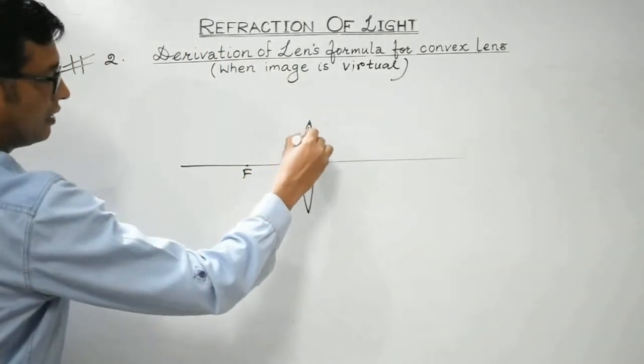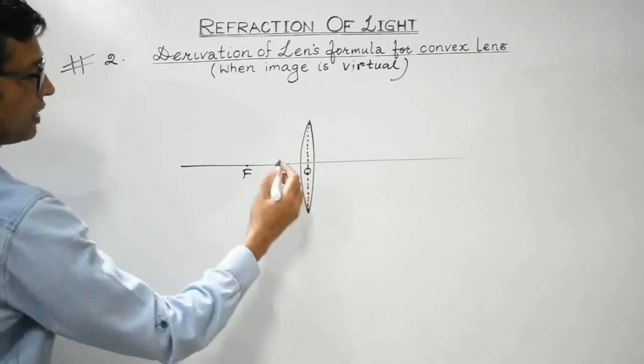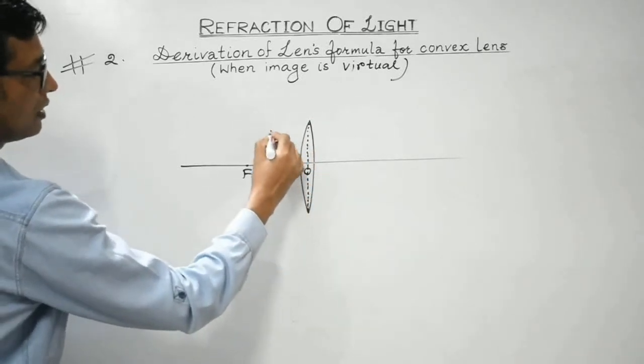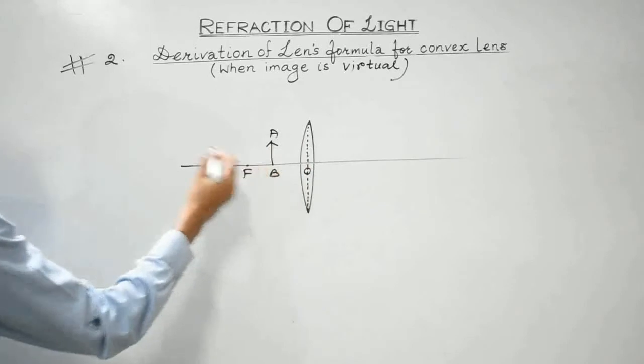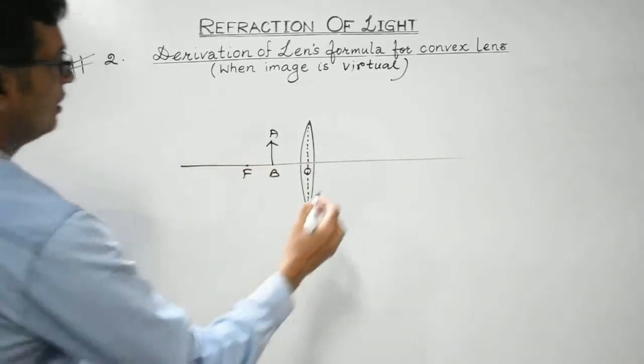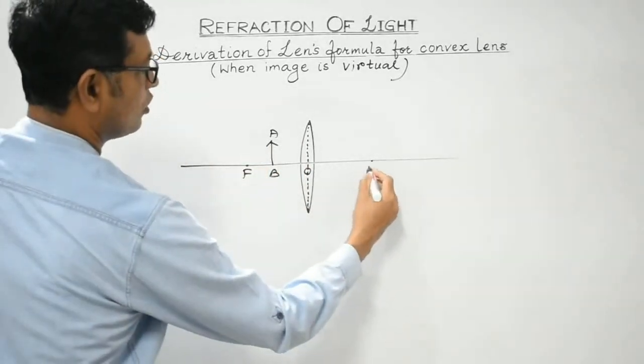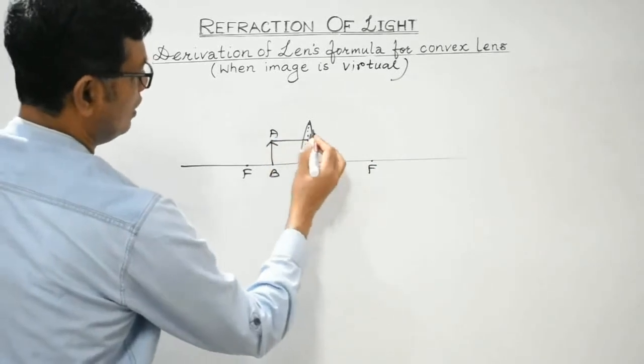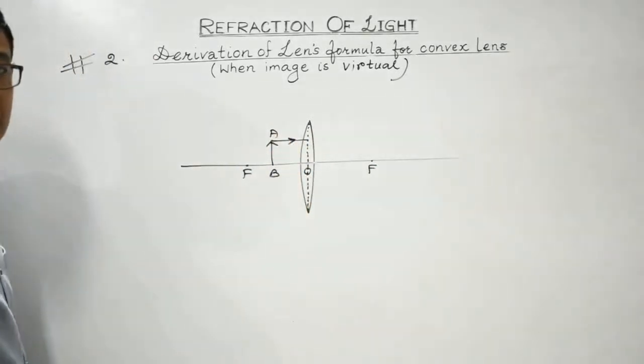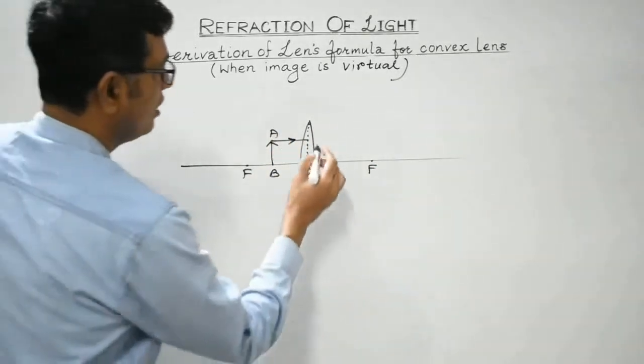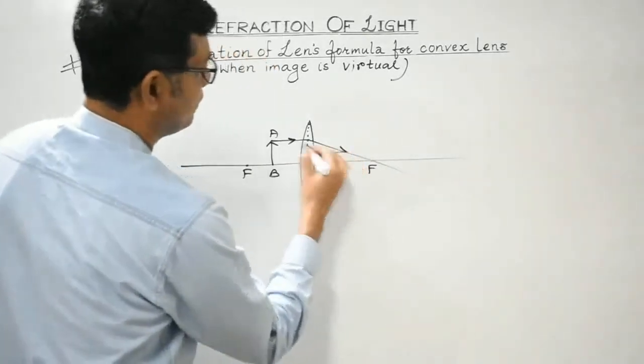This is the reference line from where the deviation of light is to be considered. Object, remember, it is to be placed between optical center and the focus. And this is the real focus of the convex lens. So what's the first rule? Ray parallel to the principal axis. After refraction, it will tend to pass through the focus.